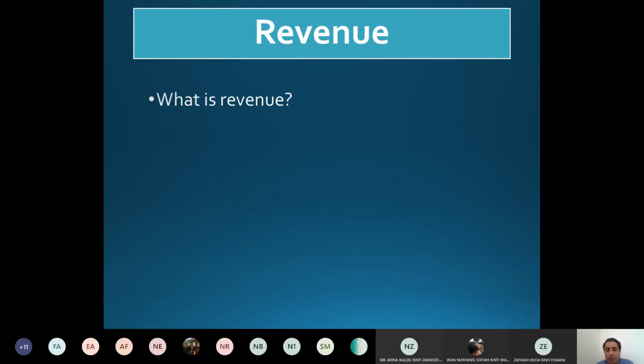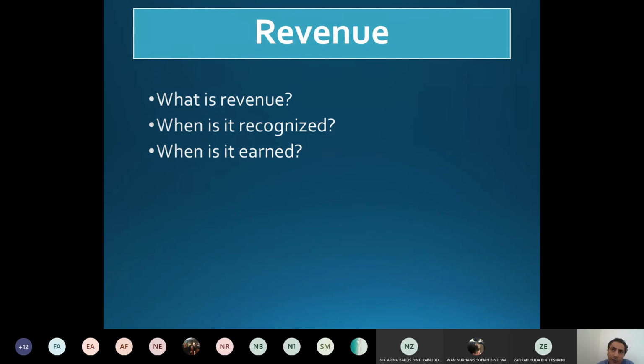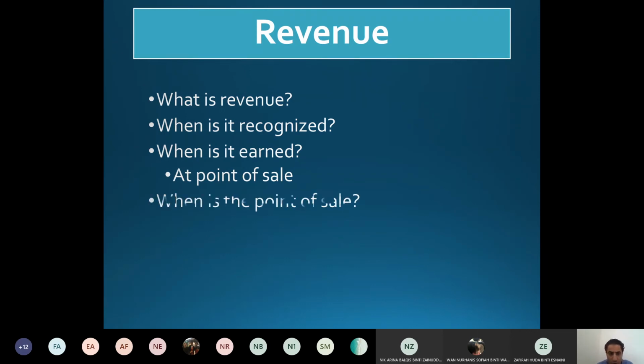Okay, so what is revenue? Revenue is money coming in as a result or outcome of the operation of the company. When should we recognize this revenue? Should we recognize it when we earn it, or when the cash comes in, or when we send the goods, or ship the goods, or deliver the goods to the customer? So that is also a question.